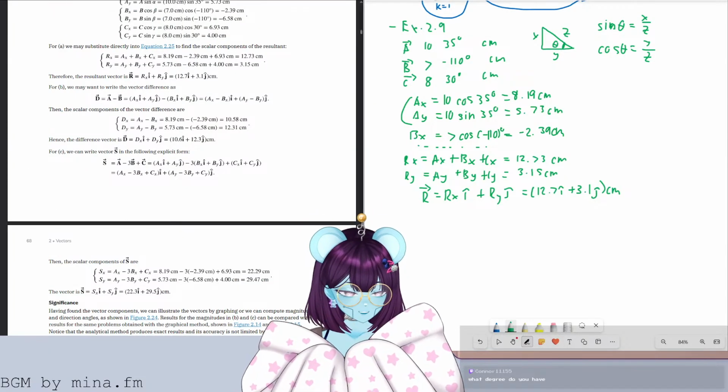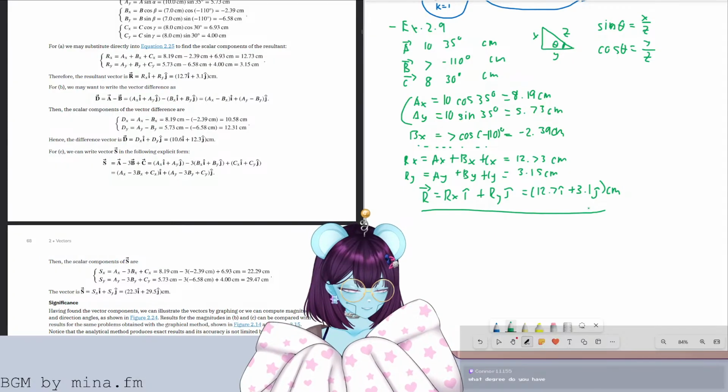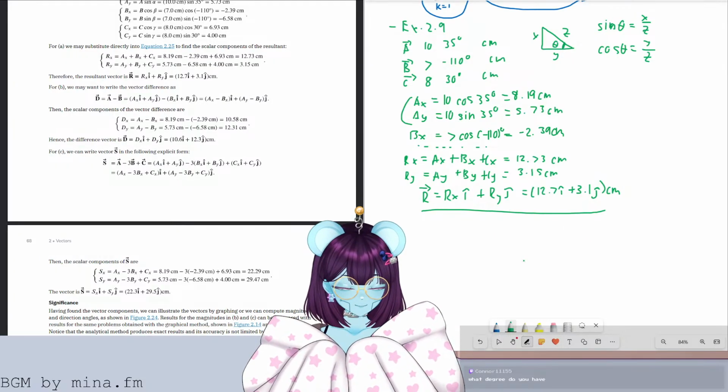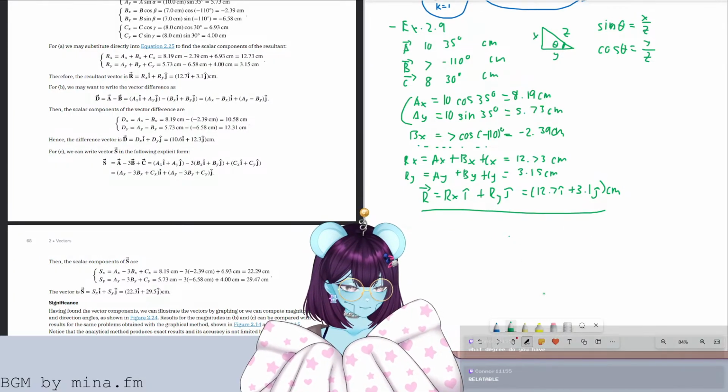Okay, so we got part A. So this is our resultant. Now let me go over it since I didn't write it all out. And why is my back button not working?